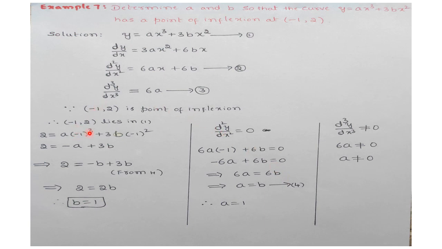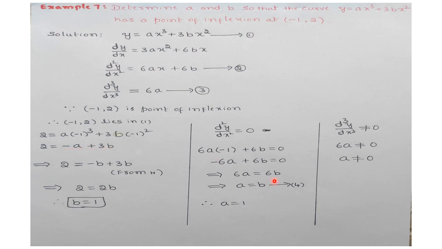Now come to this part. Here (-1, 2) is the point of inflection, which means that point lies on the given curve, isn't it? Therefore, substituting x = -1 and y = 2 in equation 1, y = 2 is equal to a into (-1)³ plus 3b into (-1)². Therefore 2 = a into -1 cubed, which is -a, plus 3b into 1. Therefore 2 = -a + 3b.